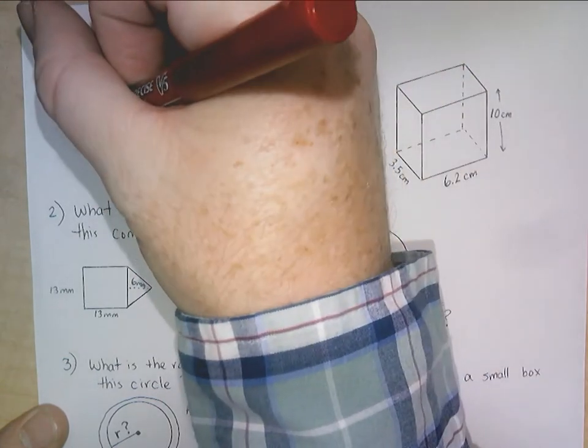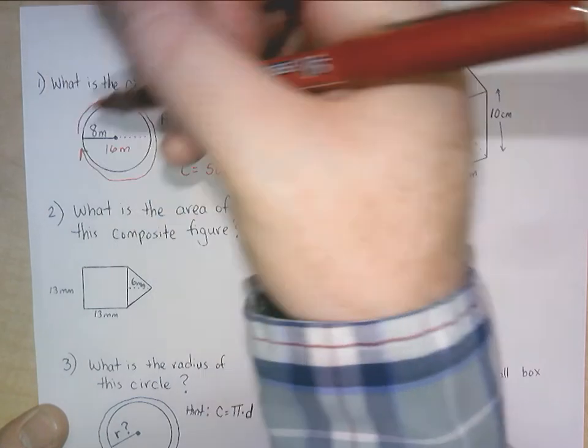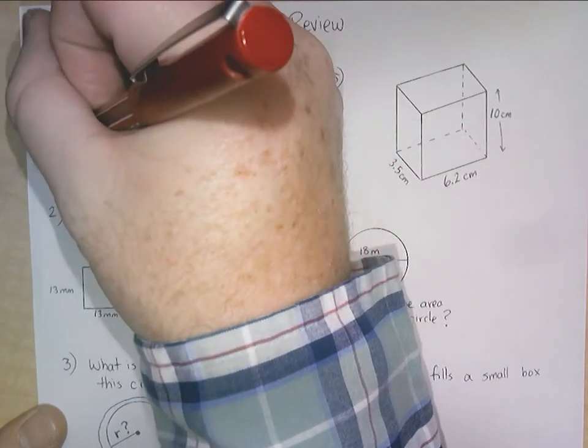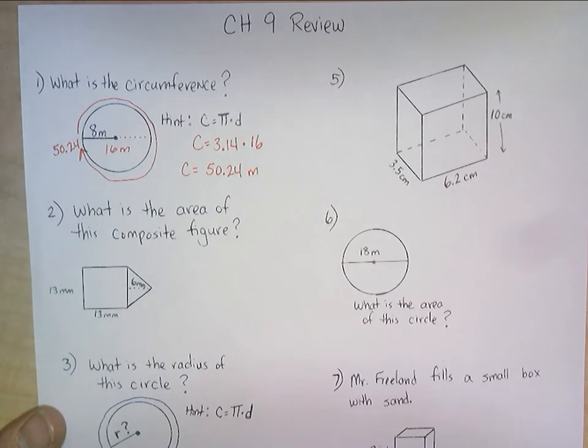So if we were to walk all the way around the circle, the perimeter, so to speak, of that circle would be 50.24 around it.